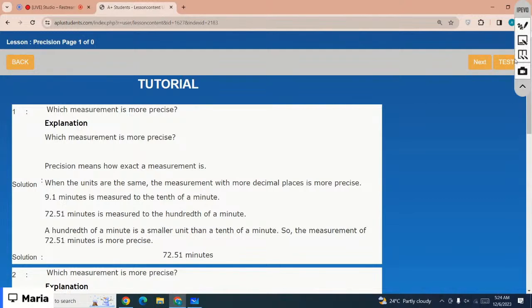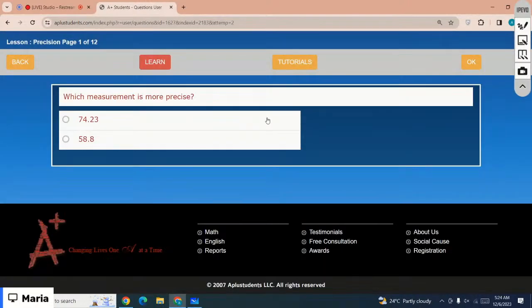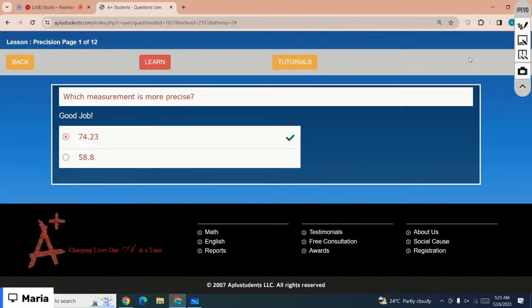Let's just start with the test questions. Can you hear me? Which measurement is more precise? Okay. Which is more precise, 74.23 or 58.8? Which is more precise? Yes, that is 74.23. The measurement that has more decimal values is more precise. That is 74.23. Got it?